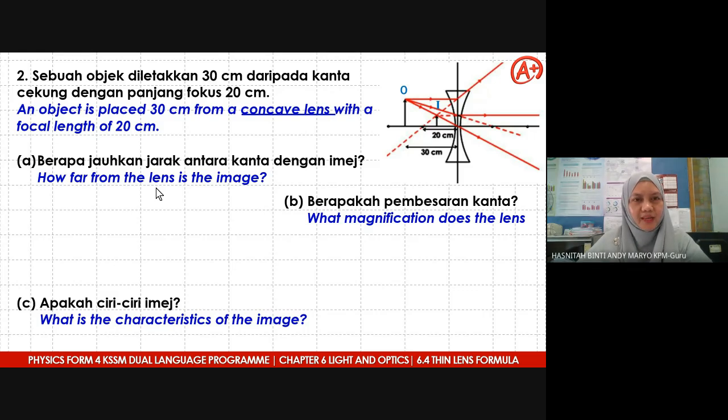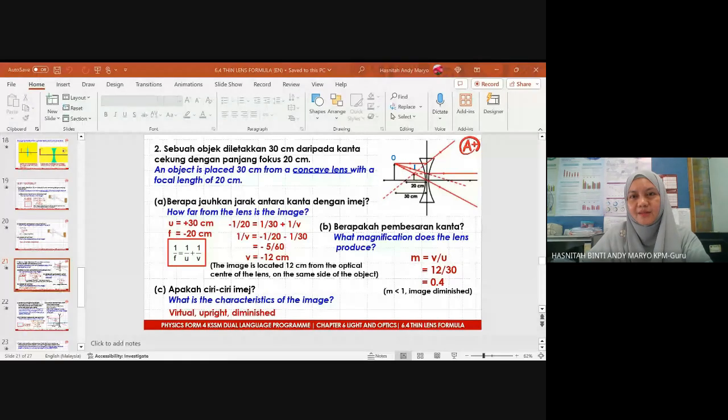What is the value of V here in question 2? Remember, we are given a concave lens. So what happens to F? F must have a negative value. Negative 20. The negative sign must be put in the equation. Let us see who is done with this. You may share your answer in the in-call messages. Nobody has shared an answer yet. Can you try first? Calculate.